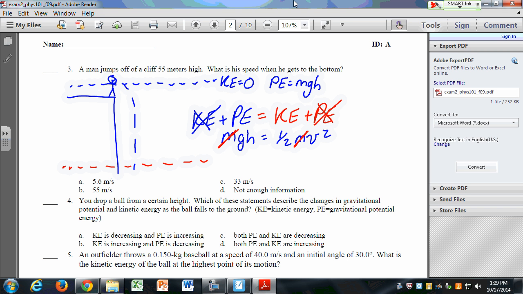Like in the middle of that cliff, would the total equal the PE at the top? Right. If instead we're asking the question, what is his velocity here? Here, our kinetic energy would equal 1/2 mv squared, because our velocity is not 0, and our potential energy would equal mgh, because our height isn't 0. Yeah, we'll do that problem next.